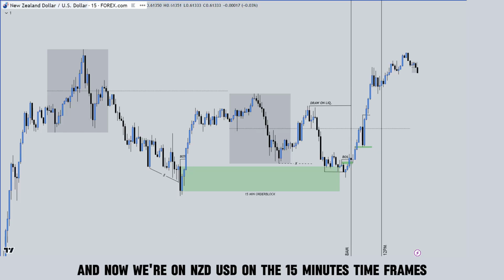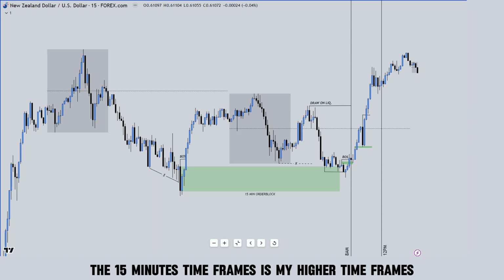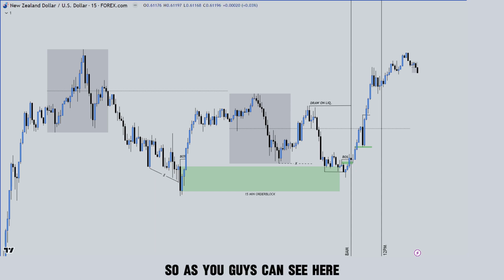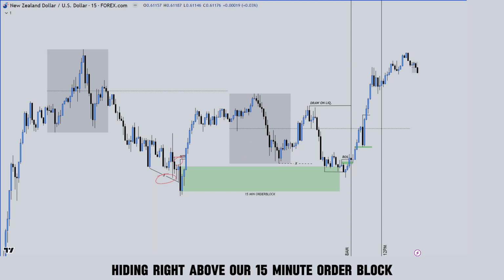And now we're on NZD/USD on the 15 minute time frame. The 15 minute time frame is my higher time frame since I am a scalper and I trade the lower time frames. So as you guys can see here, we have our higher time frame key level, this 15-minute order block right here, took liquidity from this old low and gave us a break of structure. And we have Asian range liquidity, this gray box right here hiding right above our 15-minute order block.